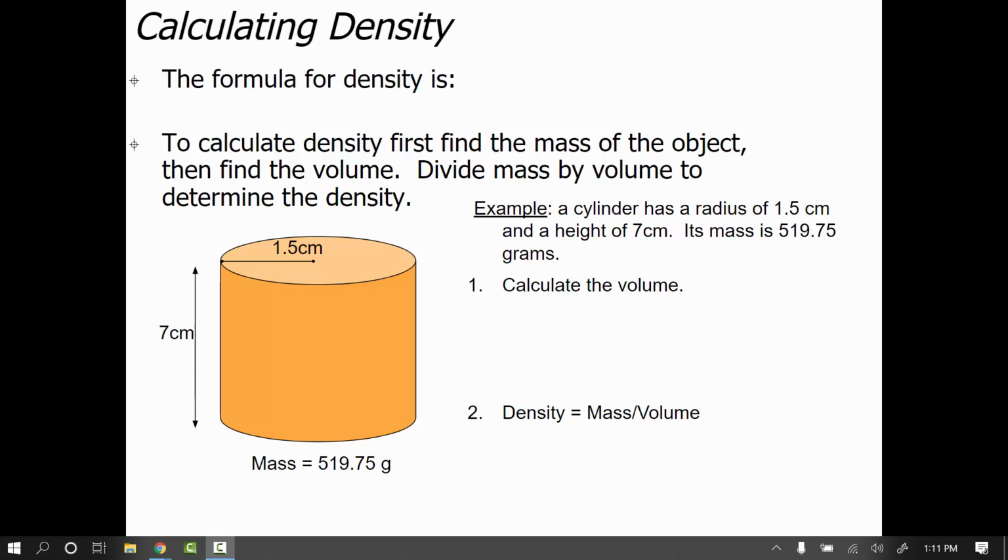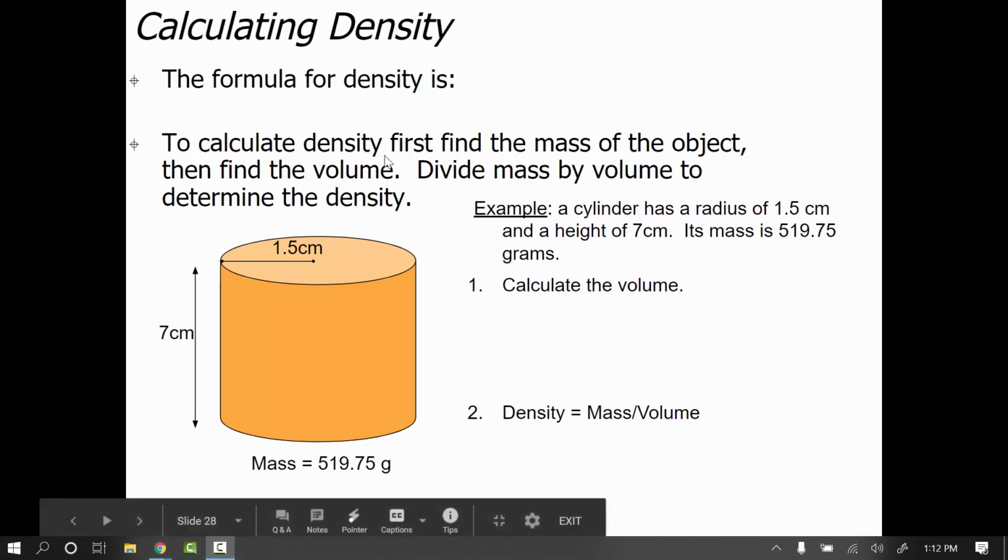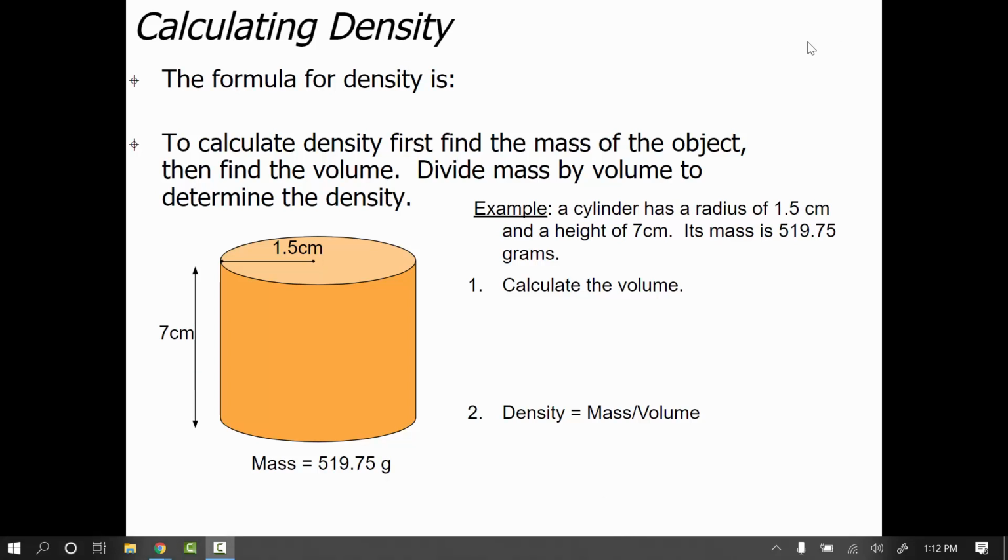All right, so we already went over this. So we did this one super fast. So let's make sure we understand how to do this correctly. When you are calculating density, you need to follow two steps. So we already talked about how we find the volume of objects. Okay, so that's one part of calculating density.